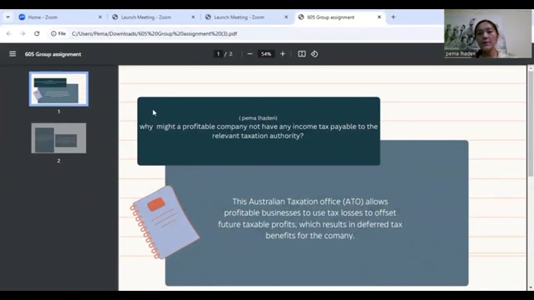Hi, this is Pema, and today I'll be talking about why a profitable company might not have any income tax payable to the relevant taxation authority. In Australia, tax loss carry-forwards allow companies to offset current taxable income with past losses, reducing or eliminating income tax liabilities. This ensures that firms with cash flow problems can maintain stability by paying lower taxes when they return to profitability, facilitating their growth and compliance with tax law.